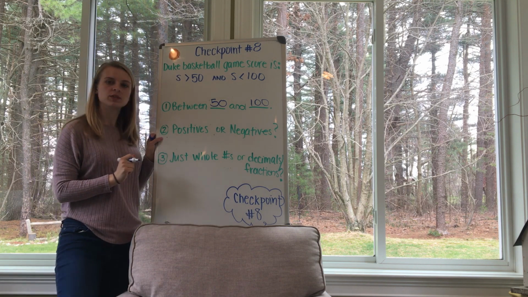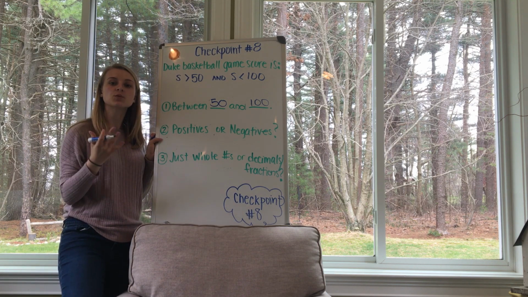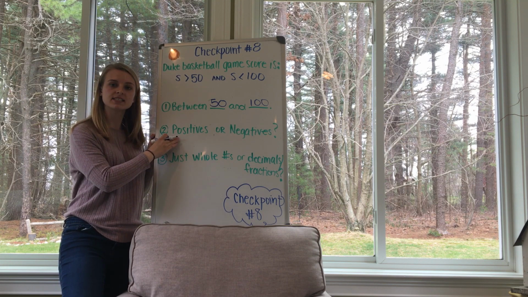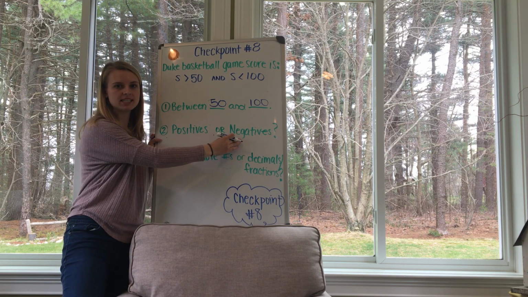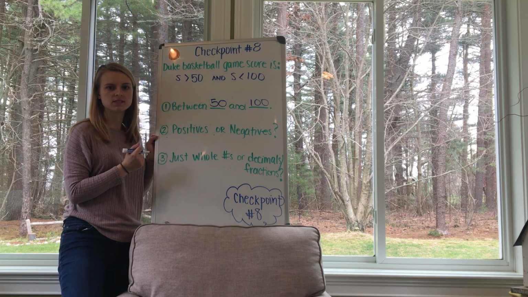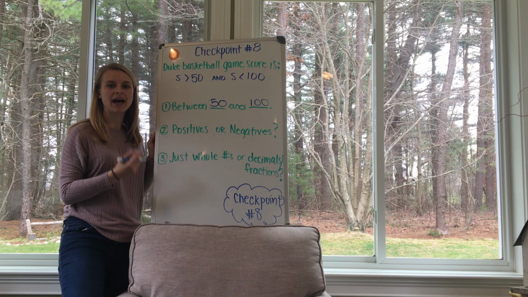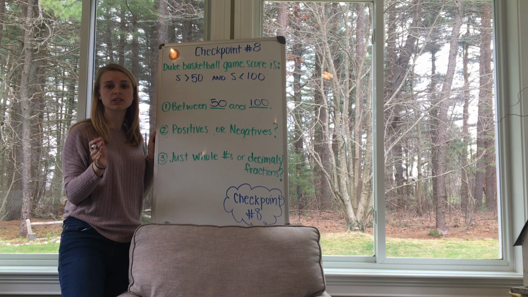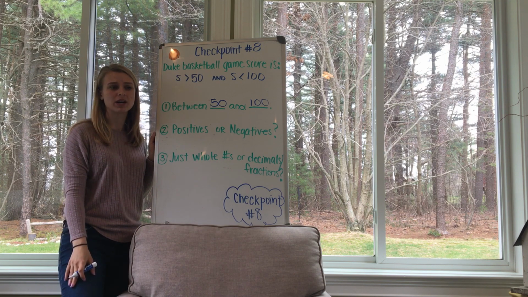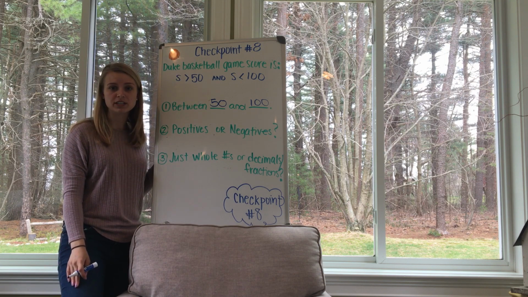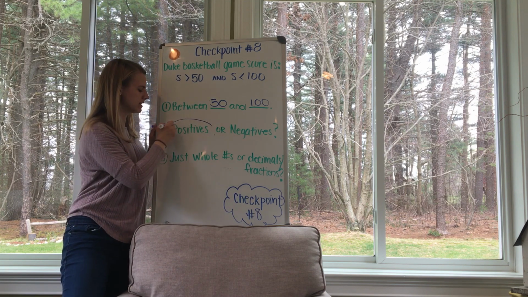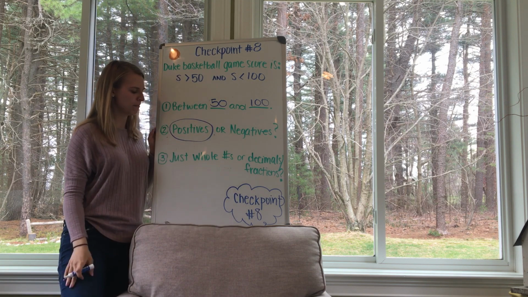The second question we need to ask ourselves when we are faced with a word problem is, do positives make sense in this situation? Do negatives make sense? Or do both of them make sense? When we're talking about scoring a basketball game, we are only looking at positive numbers. Basketball is scored in the positive numbers. You never hear of a score where a team scored negative 100 points or negative 5 points. It's always positive. So we're working with positive numbers in this situation.